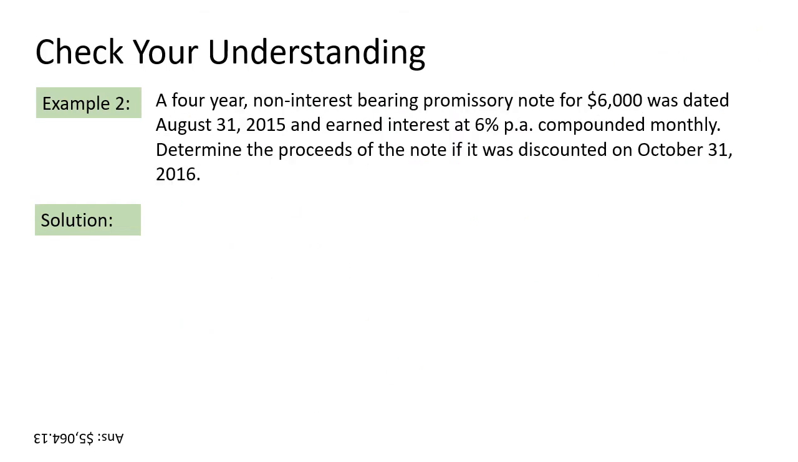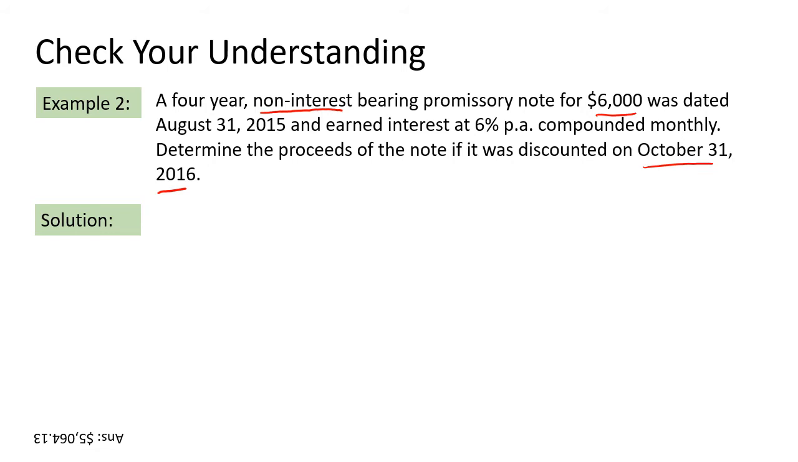So let's look at one more example of a non-interest bearing note. A 4-year non-interest bearing promissory note for $6,000 was dated August 31st, 2015, and earned interest at 6% per annum compounded monthly. Determine the proceeds of the note if it was discounted on October 31st, 2016. So remember, this is a non-interest bearing note, which means that this value is actually the future value, which means we need to calculate the present value at this date, October 31st, 2016.